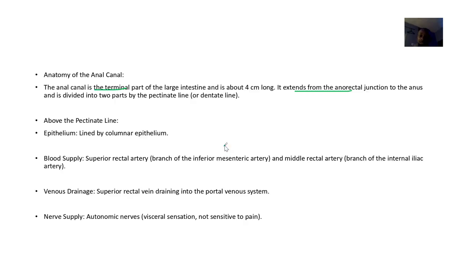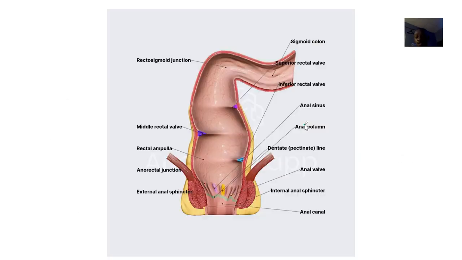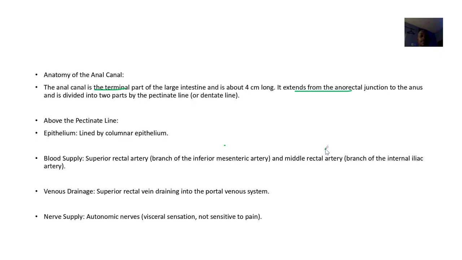Alright, so there is a way you can discuss the anal canal. It's divided into 2 parts and you divide it based on what? This line. Can you see this green line? That's what is known as the pectinate line. With this pectinate line, you can discuss everything that is above the pectinate line, and also what is below the pectinate line.